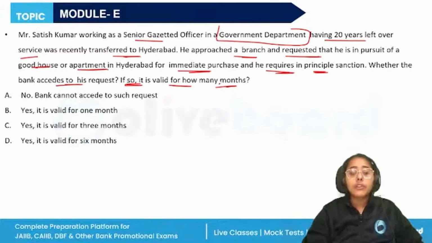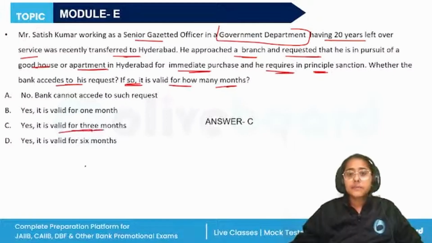They have a good amount of time left. We see that when people are still in service, banks prefer to give them loans, and they want to purchase a good house or apartment in Hyderabad, so there is no negative disqualification. So yes, it will be given, and it is valid for 3 months. All of these conditions are in favor, and the bank will sanction the loan.